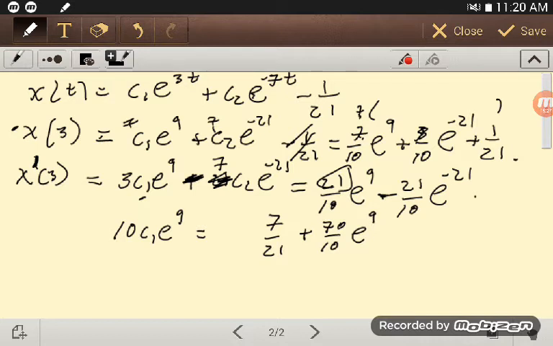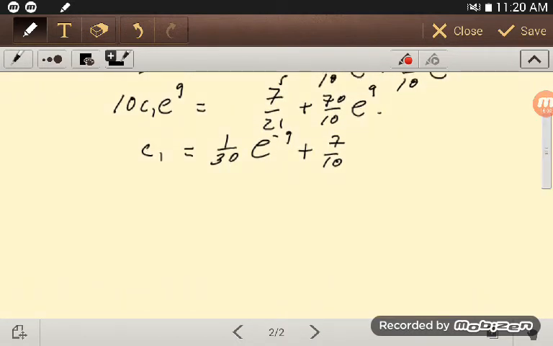Okay, so that means that C1 is equal to, well, I have 1 over 30 from dividing this first term by 10, but I also have to divide it by e to the 9, so e to the negative 9. And then plus 7/10 for the second term, because I've got 7 divided by 10, and e to the 9 divided by e to the 9 is just 1, so 7 over 10. So there's C1.